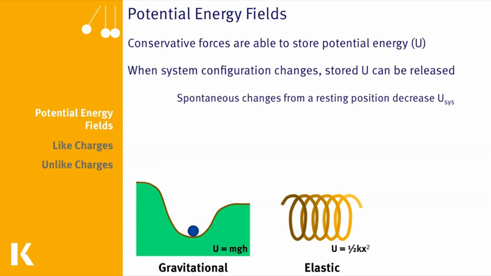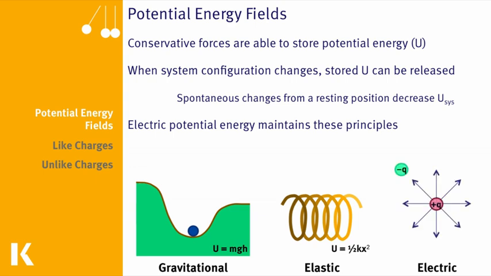Just like gravitational and elastic potential energy, electric potential energy follows the same principles. Spontaneous changes happen as we have charges moving in the direction that the electrostatic force causes them to move. In this specific situation, we have a negative charge and a positive charge separate from one another by some distance. The electrostatic force between them is a force of attraction in this case, so spontaneous movement will occur when that negative charge is released, and it will accelerate towards the positive charge. This causes a decrease in potential energy of that system, and the potential energy of the system can be calculated using U equals kQq over r.